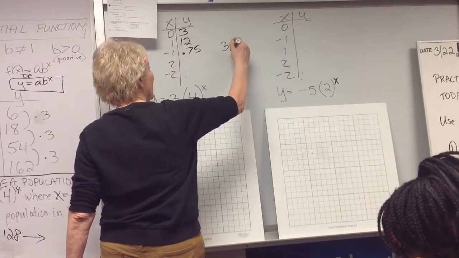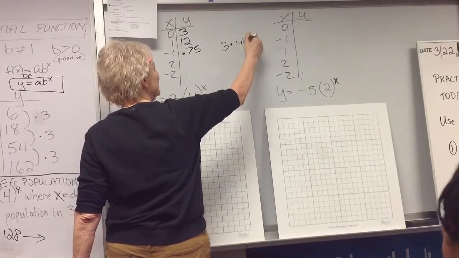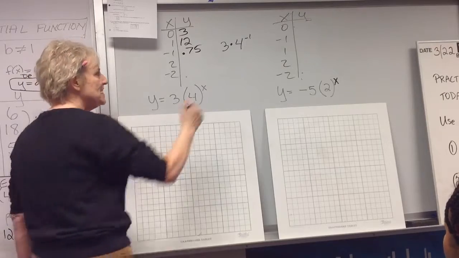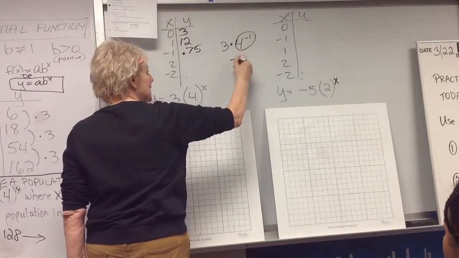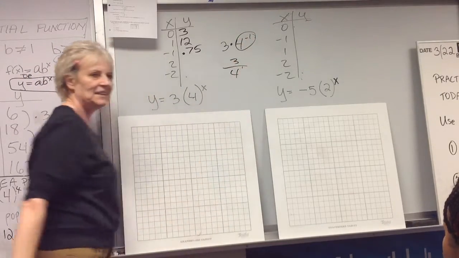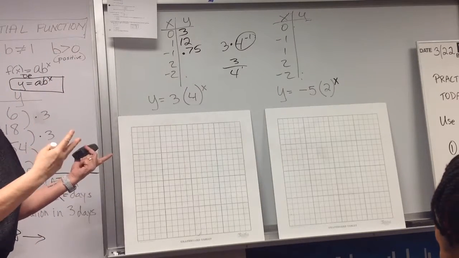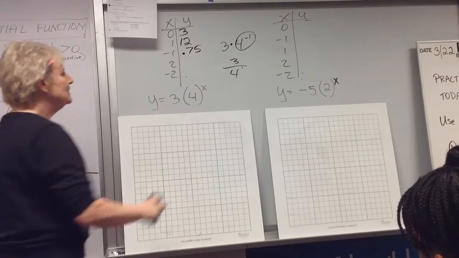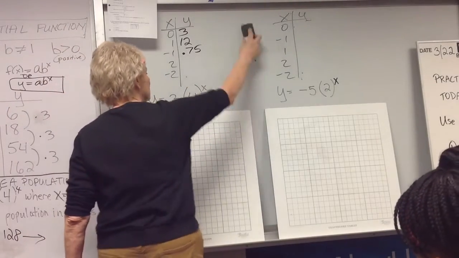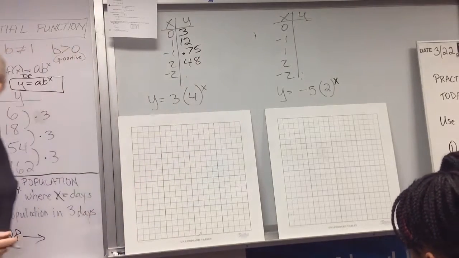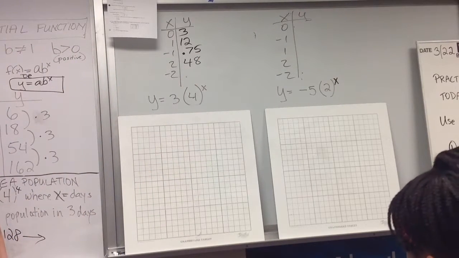3 times 4 to the -1 power. Okay? That means move me, make me positive. 3/4, 0.75. You don't have to do that. You can just plug it in. Okay, what about a 2? 48. See how crazy the numbers get? You have to graph 2, 48.